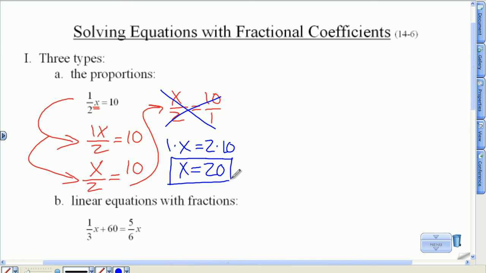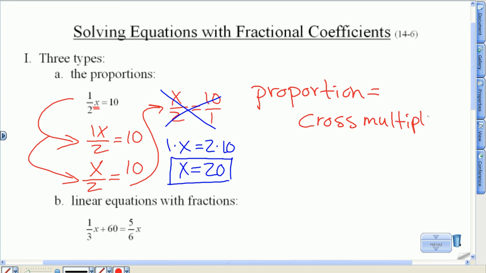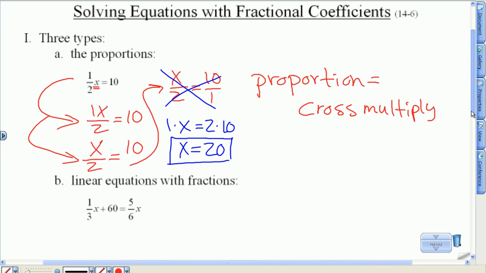We do not want to reinvent the wheel here. If you have a proportion, you will cross multiply. Proportion equals cross multiply. Some of you watch this without sound, so that's for those folks.